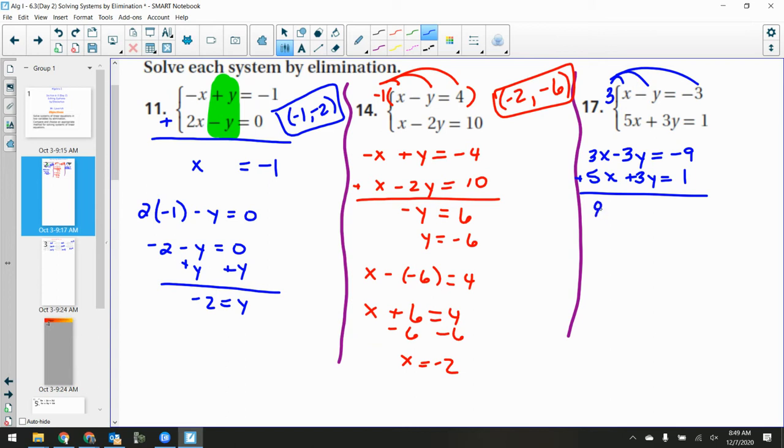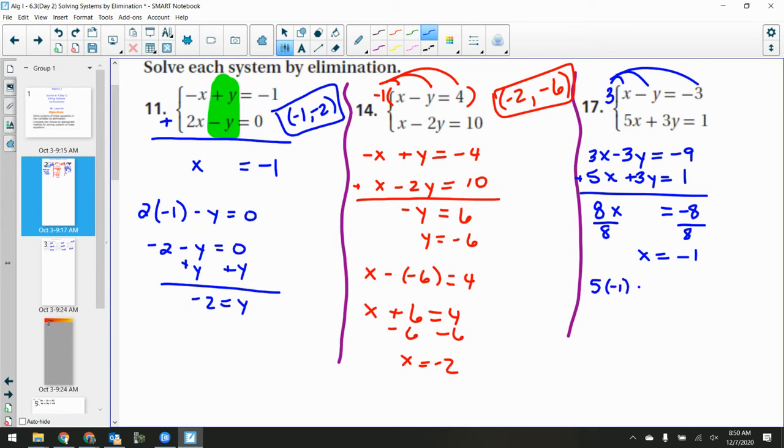3 plus 5 is 8. Negative 9 plus 1 is a negative 8. I divide by 8. So x is equal to negative 1. I plug negative 1 back in. Elena, which equation do you want to go into, top or bottom? Okay, let's go into bottom.